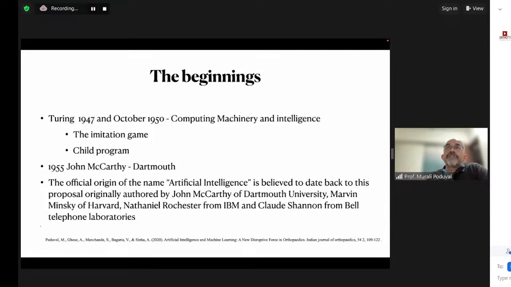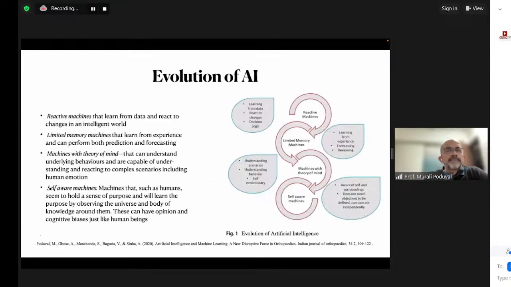And he also spoke of child programs, which are algorithms. But it is in 1955 when John McCarthy at Dartmouth actually brought together a group of people, and the term artificial intelligence began to be coined. The official origin is authored by John McCarthy of Dartmouth, Marvin Minsky of Harvard, Nathaniel Rochester from IBM, and Claude Shannon from Bell Telephone Lab. These are the people who, in the year 1955, actually coined the term artificial intelligence. So it's not really that old.